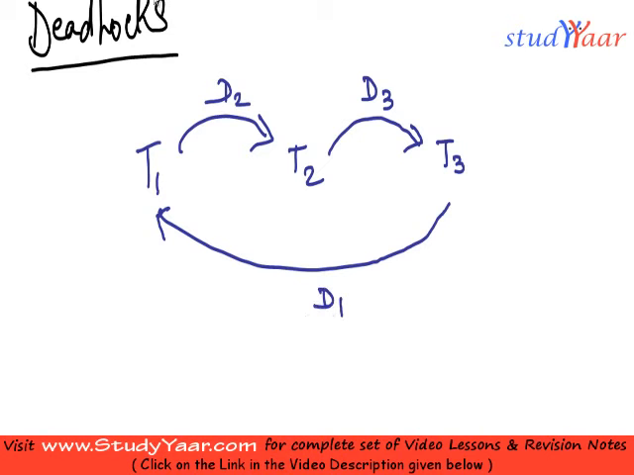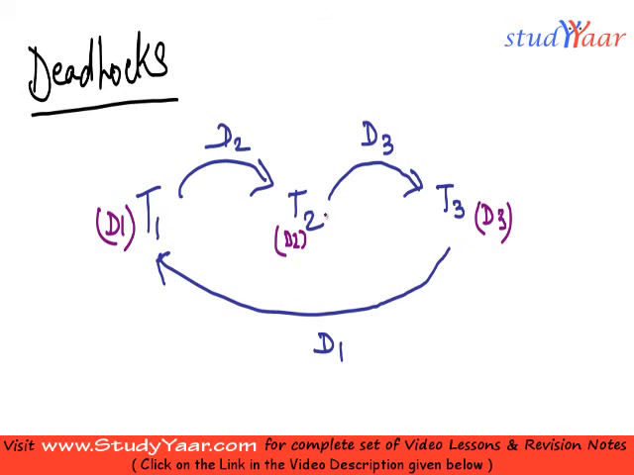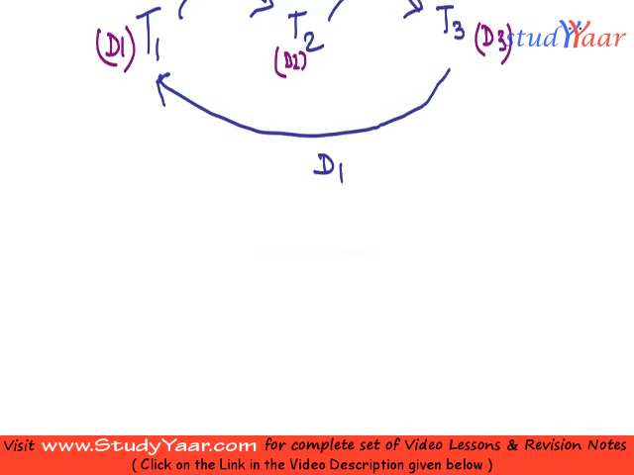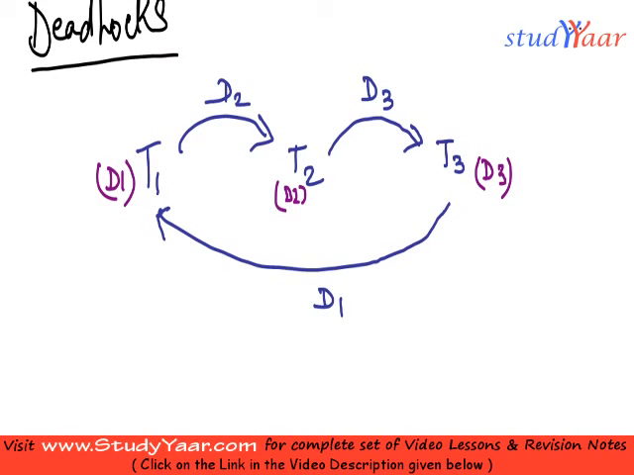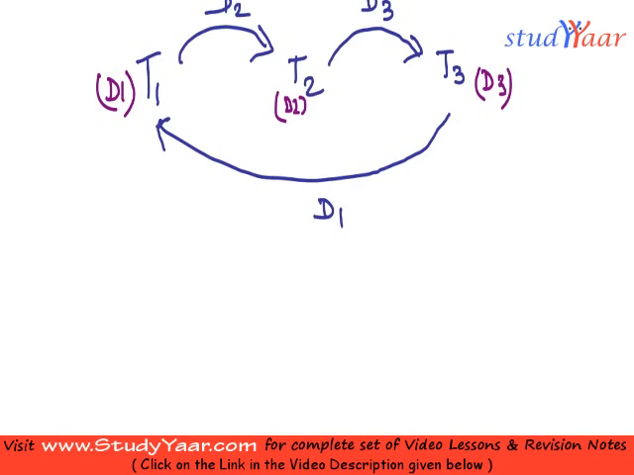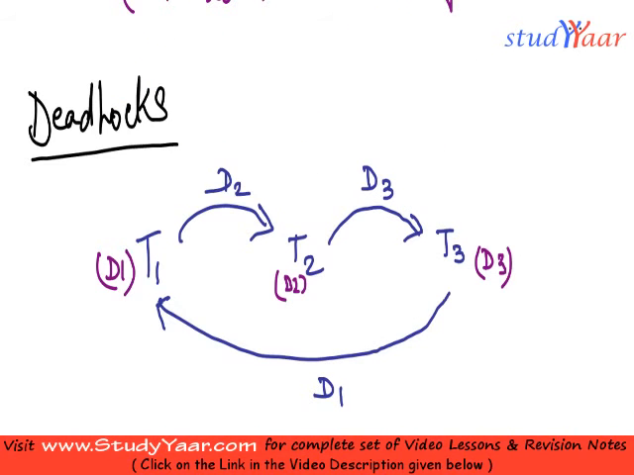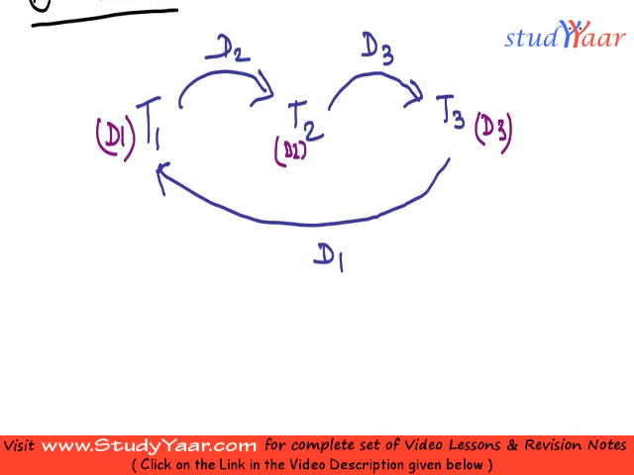Here what we have is T1 has a lock on D1, T2 has a lock on D2, and T3 has a lock on D3. Obviously, whatever lock T2 wants is not compatible with the lock T3 already holds on D3. That is why T2 has to wait, right? So such a condition is a deadlock condition. How to tackle deadlocks is going to be our next topic of discussion.